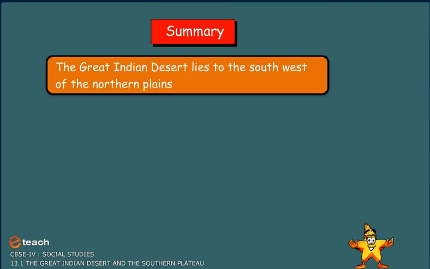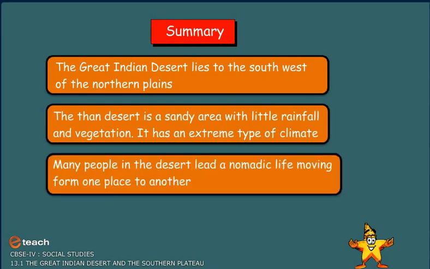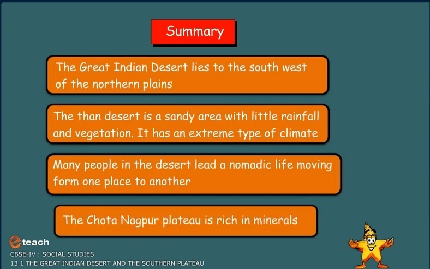Summary: The Great Indian Desert lies to the southwest of the northern plains. The Thar Desert is a sandy area with little rainfall and vegetation. It has an extreme type of climate. Many people in the desert lead a nomadic life, moving from one place to another. The Chota Nagpur Plateau is rich in minerals.